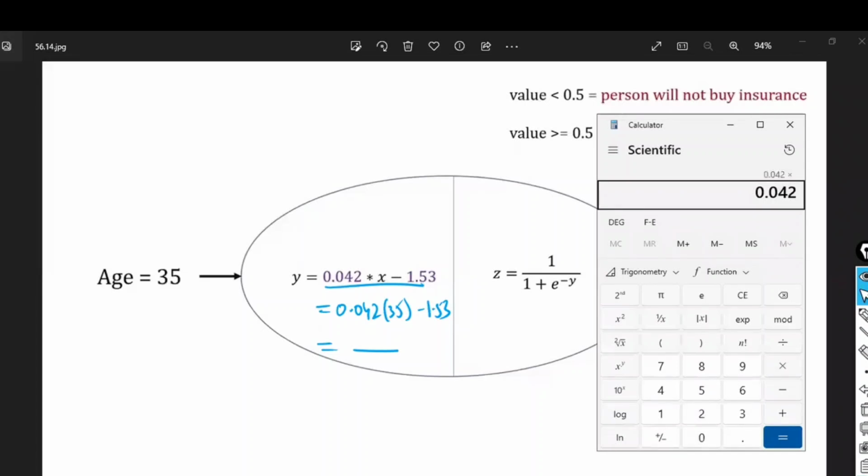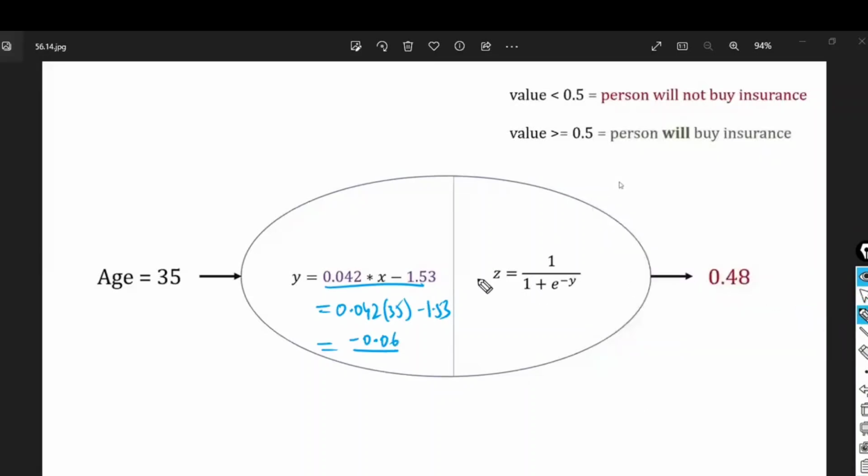0.042 into 35 minus 1.53. That is minus 0.06. First step is completed. Inside the neuron, the second step is the activation function. Now z is nothing but probability.